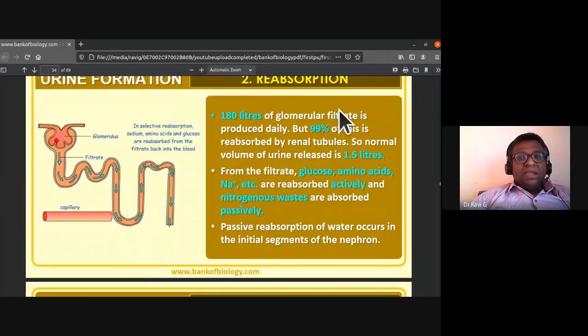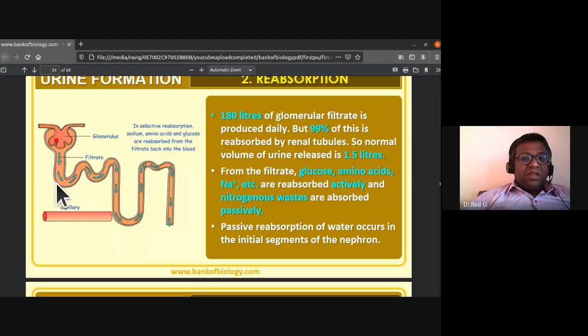180 liters of glomerular filtrate is produced daily, but 99% of it is reabsorbed by renal tubules. The normal volume of urine that is released is 1.5 liters.